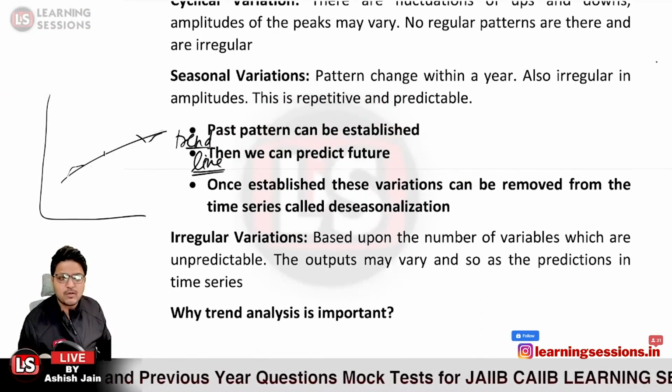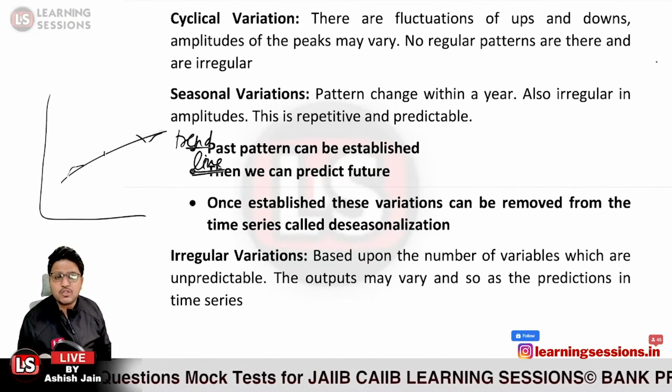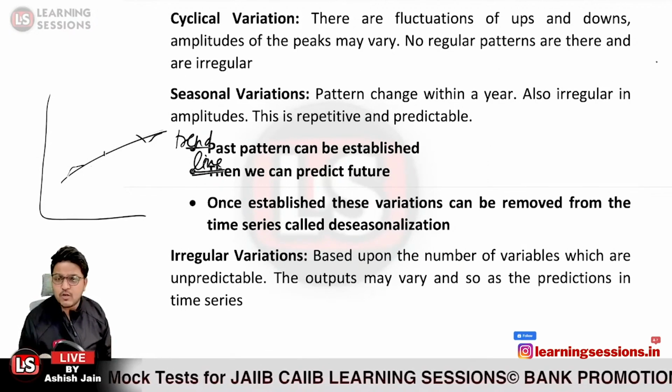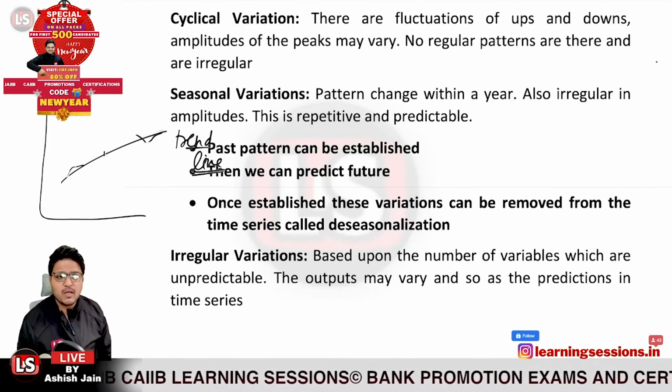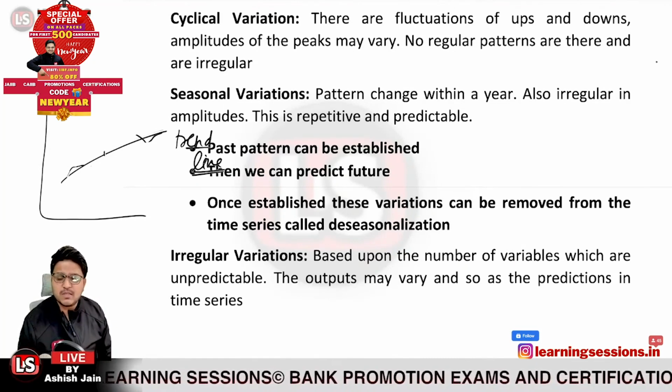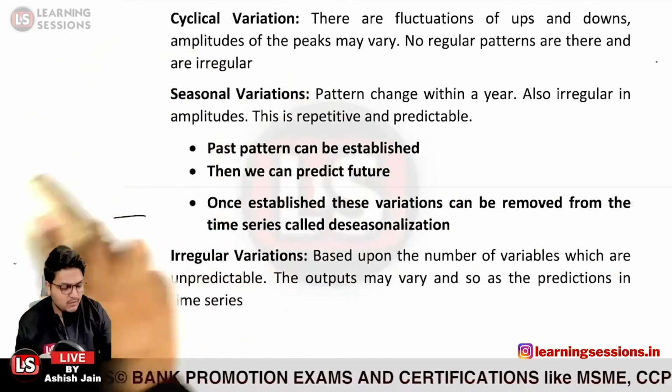And further, it is related to irregular variations, based upon a number of variables which are unpredictable, which you cannot predict at all. The outputs may vary, so the predictions in the time series may vary. So that is related to what? That is related to the irregular variations.